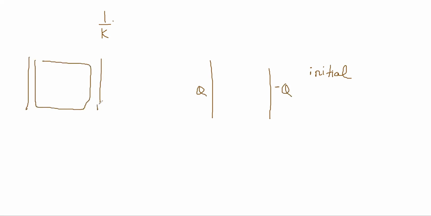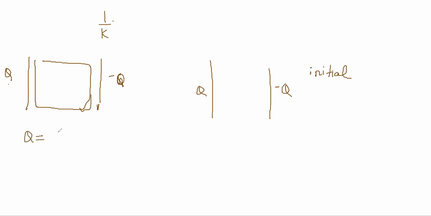Suppose there was an isolated capacitor. This is vacuum, the initial situation, and there was charge Q and minus Q. And final is this: you have inserted a glass slab inside. So Q and minus Q remain the same, no? It is isolated, so charge cannot escape anywhere, right?